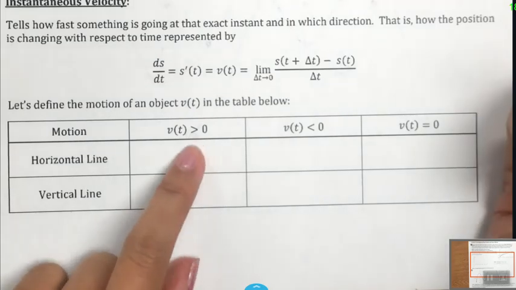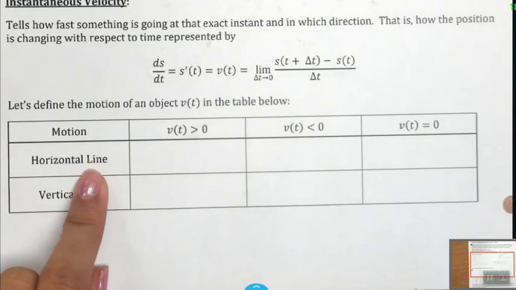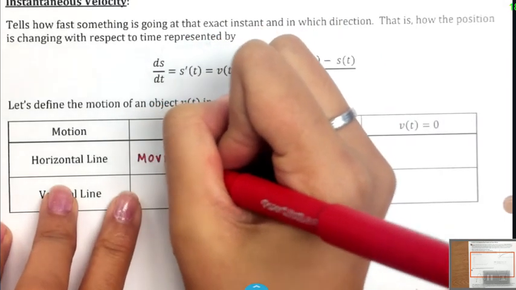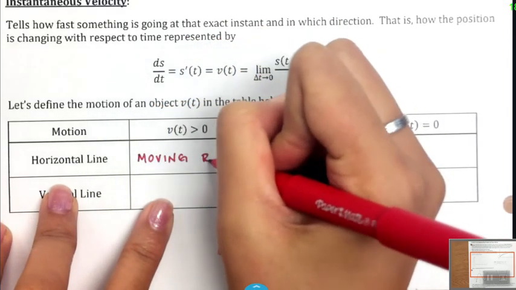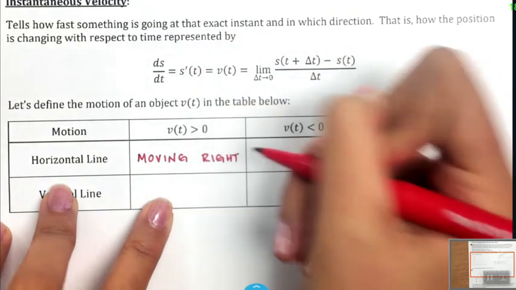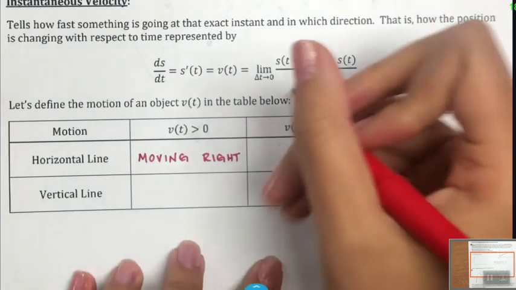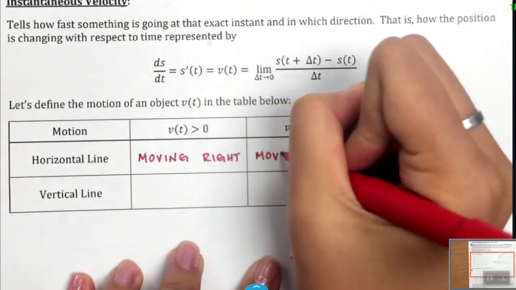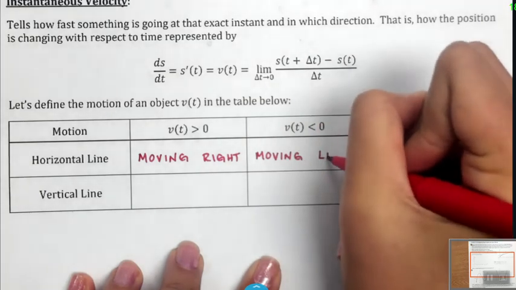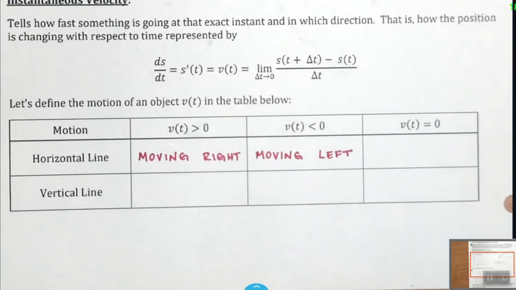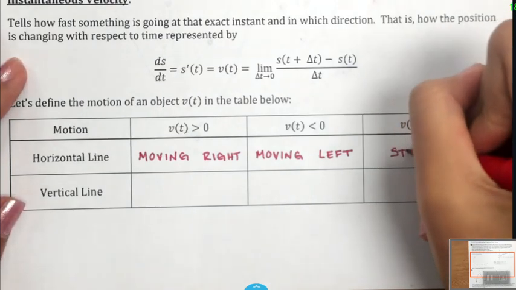So if velocity is greater than 0 on a horizontal line movement, that means that you're moving right. You can say forward, but just think of it as right. Most of the time they'll say right or left. And then if v is less than 0, you're moving left or going back. And if v equals 0, you're stopped.